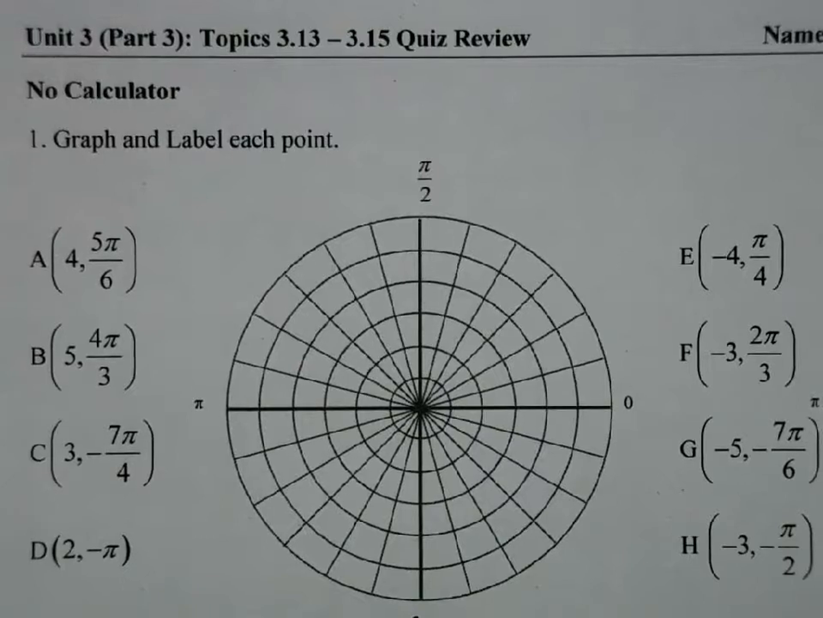In this video, I'm going to go over AP Precalculus Unit 3, Part 3. We're going to review the three sections on polar coordinates. So this is 3.13, 3.14, and 3.15.